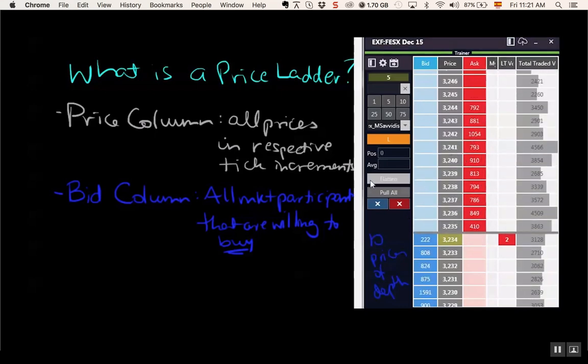Now what is the upside? Just like we mentioned on the bid side, the ask or offer side.